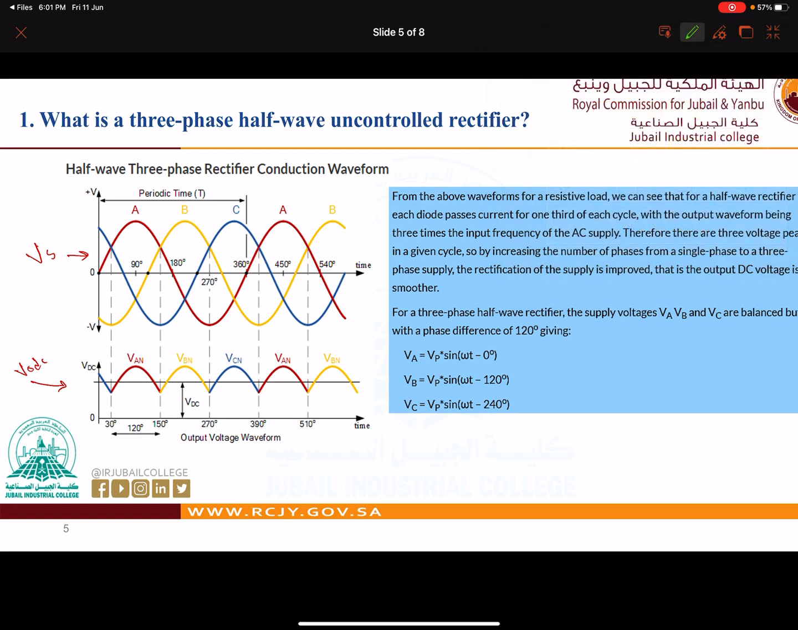Now we can see that in this period from 30 up to 150, VA is bigger. Why is VA bigger? Can you see VC here? This is VC, and this is VB. As values, they are less than this value. So in this part, VA is bigger than VB and VC. That's why we have an output voltage here, and in this output voltage we know that D1 is conducting.